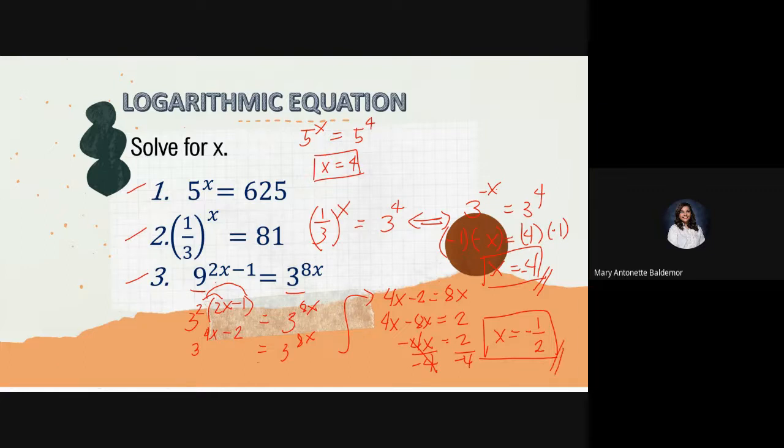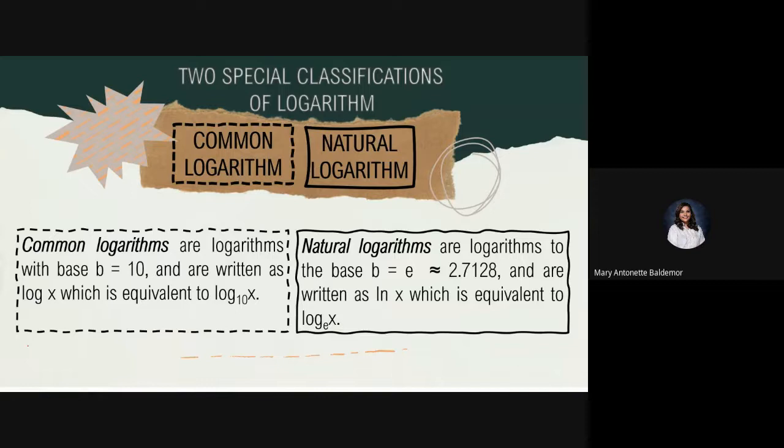Now, these exponential equations can also be solved using logarithmic equations. So we have two special classifications of logarithm. We have the common logarithm and natural logarithm. When we say common logarithm, these are logarithms with base b equal to 10 and are written as log x, which is equivalent to the logarithm of x with base 10.